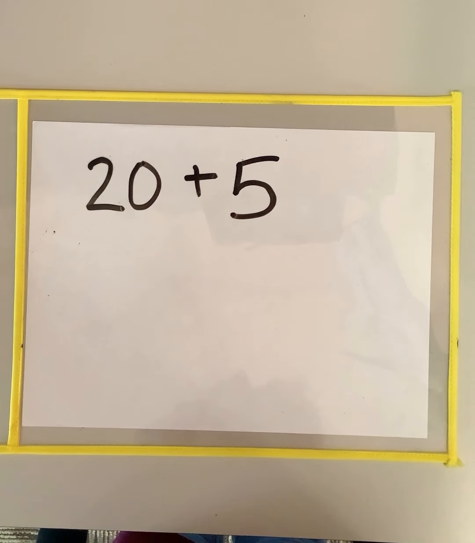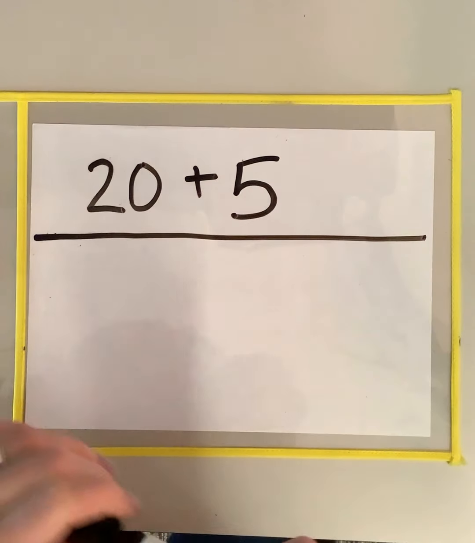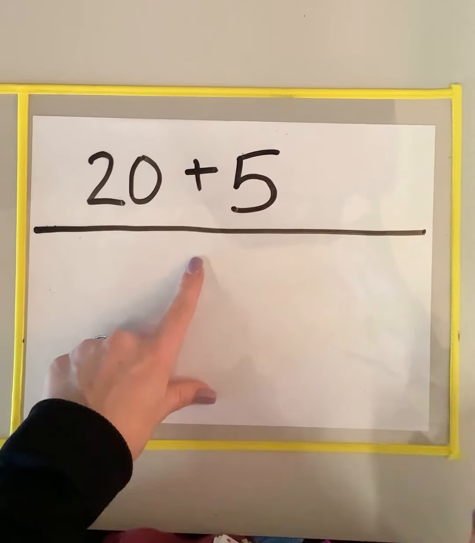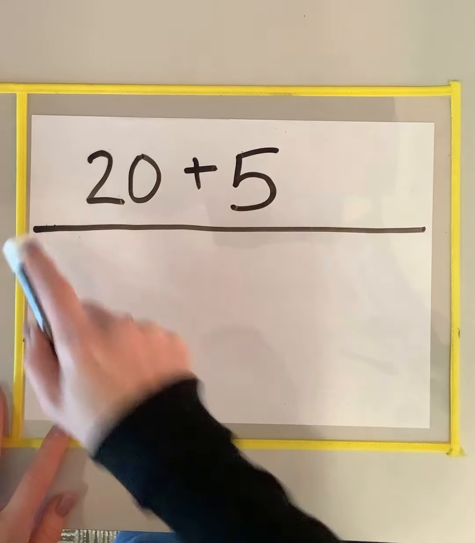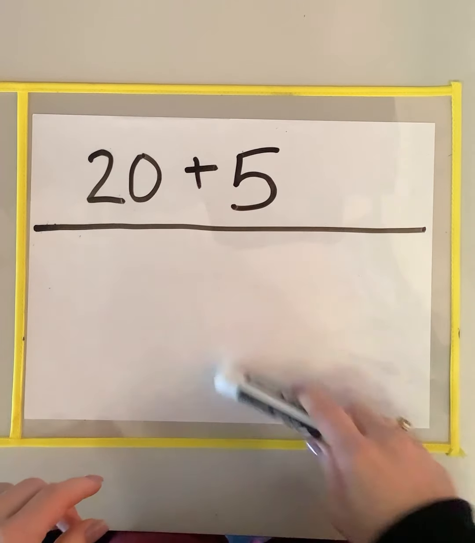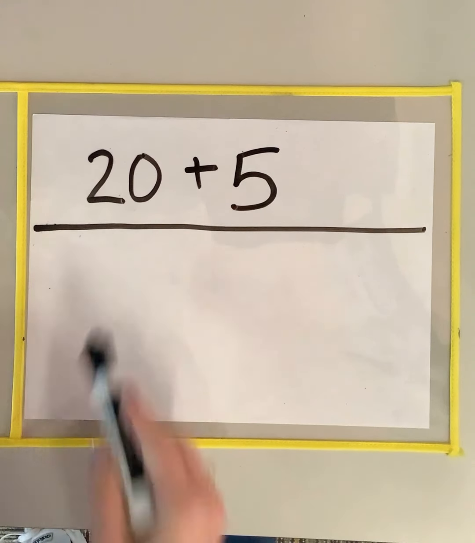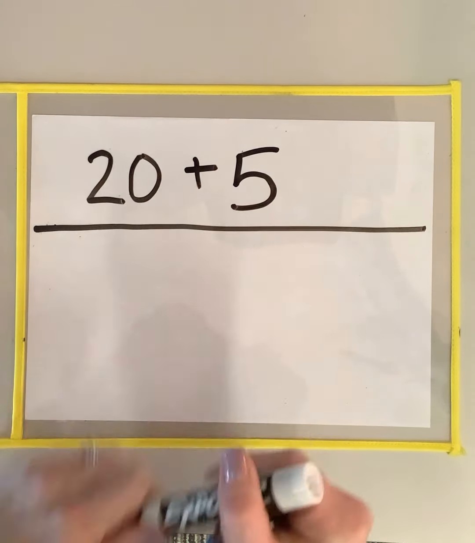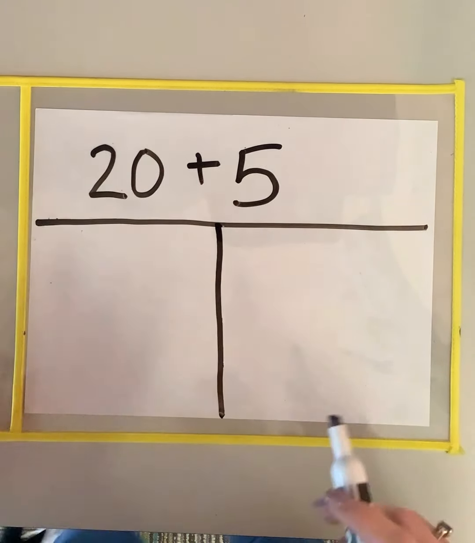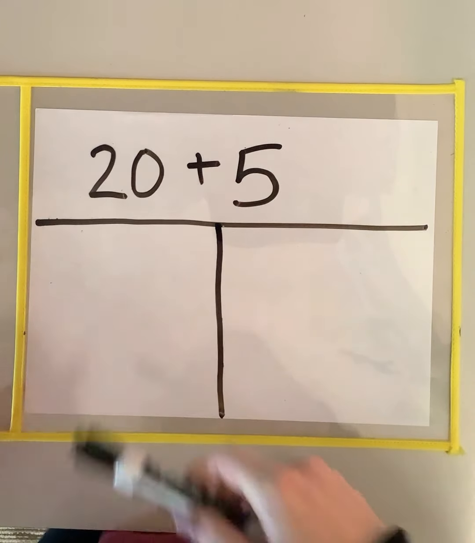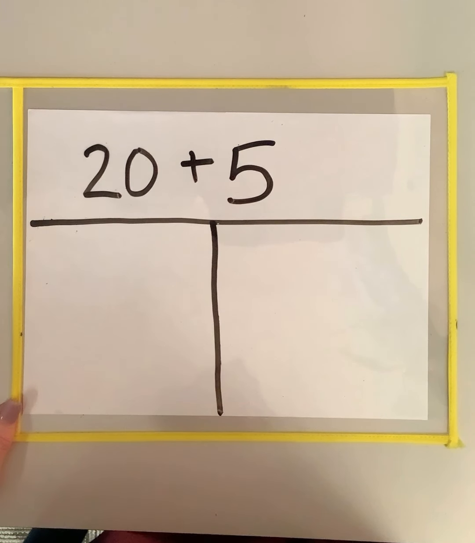After you have your problem written down on your paper, I want you to draw a line across your paper right underneath the addition problem, just like mine. Your line should be almost halfway down your paper, a little bit above it, because we still need room underneath to write. After you draw your line, I want you to find the middle of your horizontal line, and I want you to draw a line down vertical, up and down. So it makes a capital T. See? Okay, pause the video if you need more time.